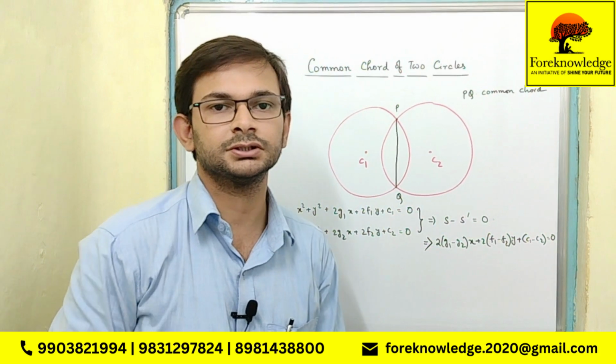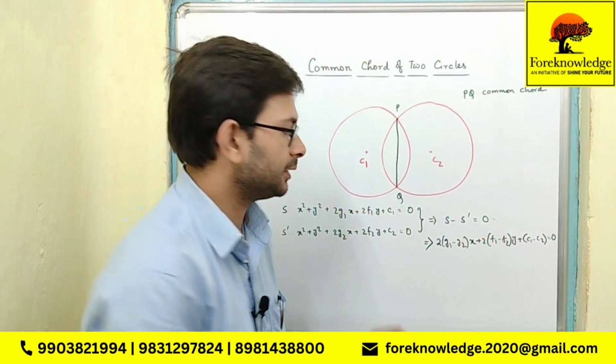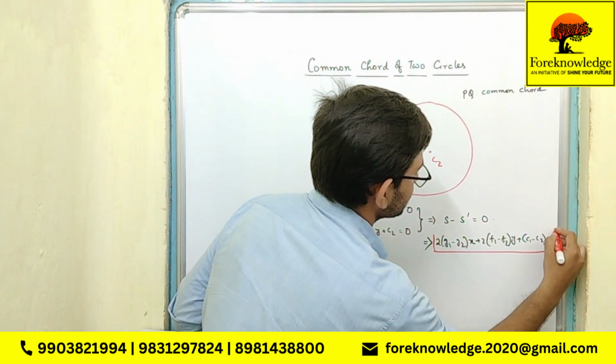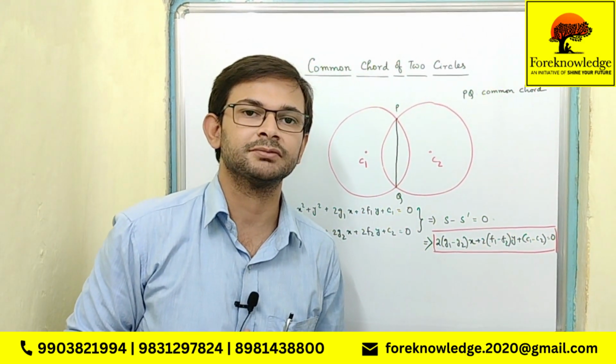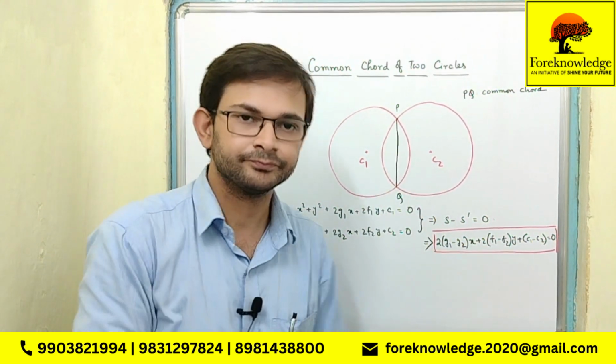This is the equation of the common chord, the simplest formula in the entire circle chapter. Just subtract these two. You are done.